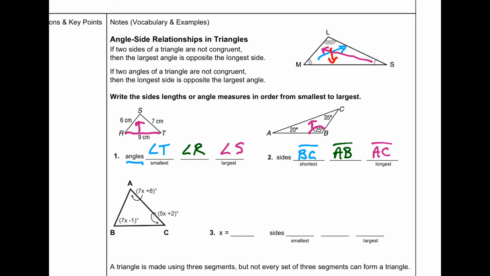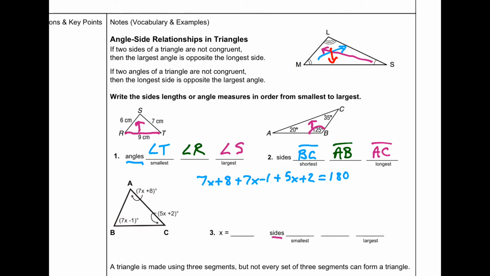And so now for question 3, this one's just a little bit more. Triangle sum theorem pops up all the time. So if we have 3 angles of a triangle and we want to know something about the sides, we have to actually find those angles. So let's write an equation here. We're going to say that all 3 angles add up to 180. So 7x plus 8 plus 7x minus 1 plus 5x plus 2 is equal to 180.